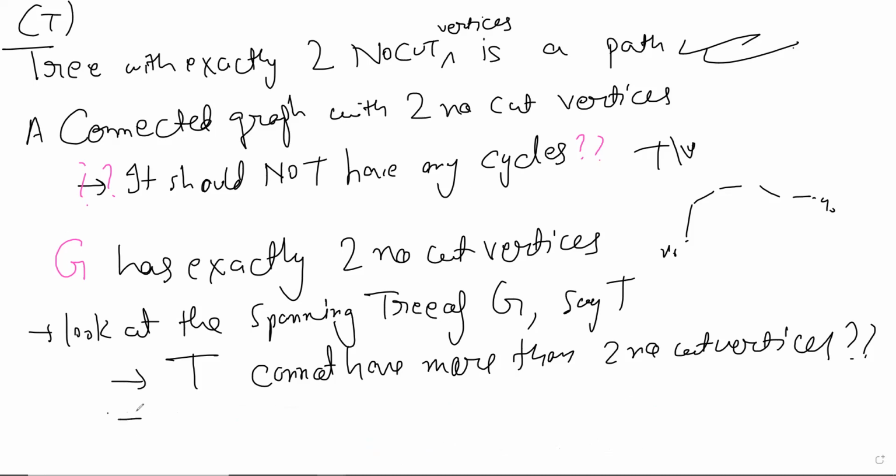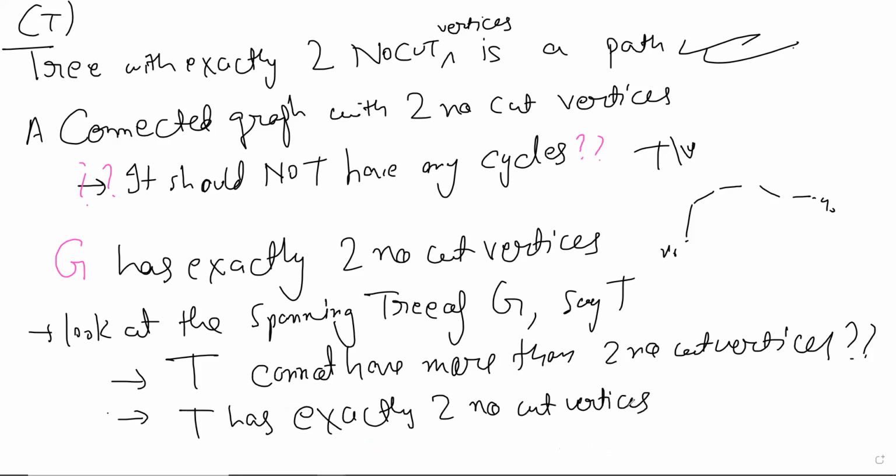Okay, let's see. Hold on. But I think we have messed up a little bit. So T has exactly 2 no-cut vertices, right? So that implies that T is a path. Okay. No, but our job was to show that G is a path.